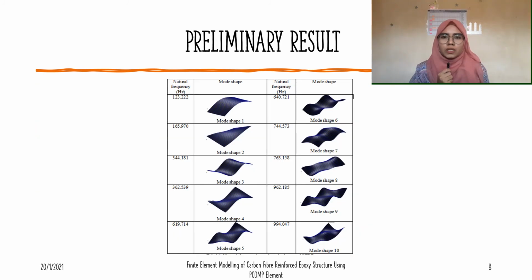So this is the preliminary result after I apply the normal mode solution on the composite plate. As I mentioned in the scope and limitation of the project, only the first 10 modes of the composite plate will be studied. So as you can see, there are mode shape number 1 until mode shape number 10, and beside it, the natural frequency of the composite plate according to the mode shape.